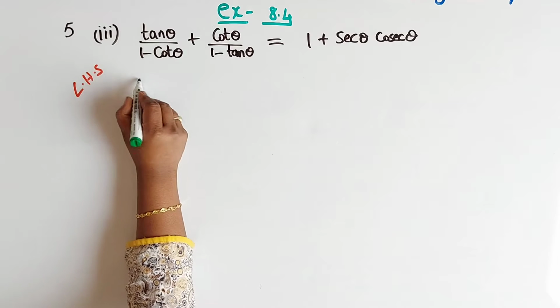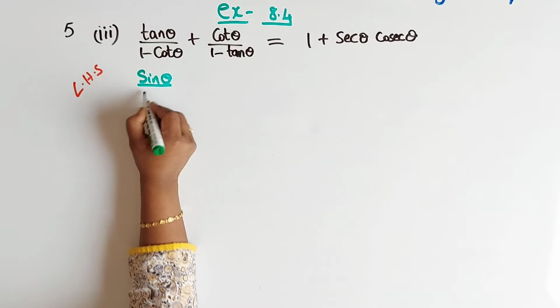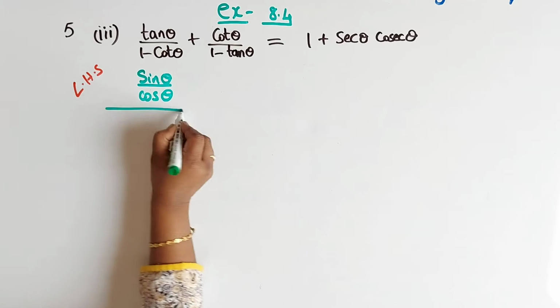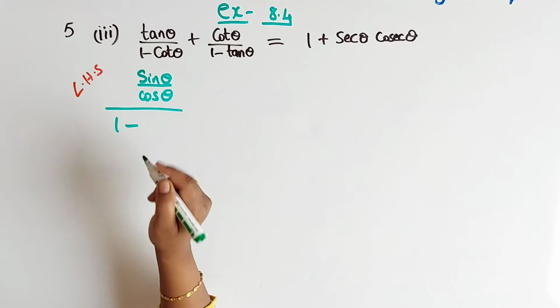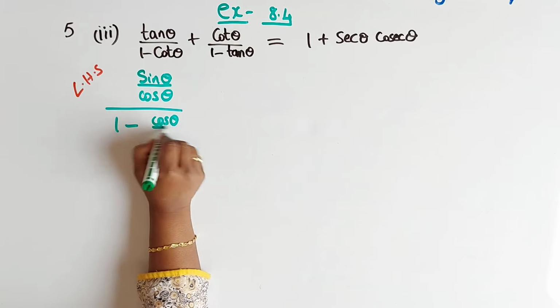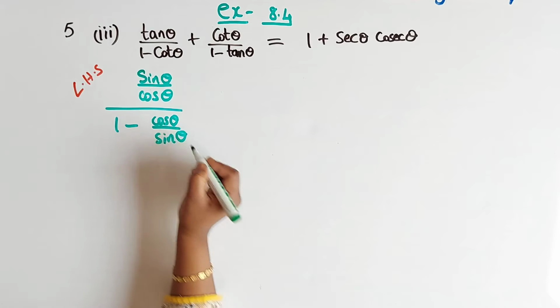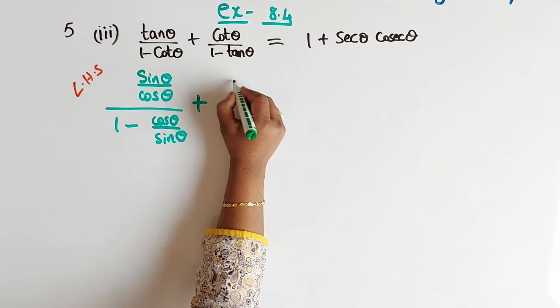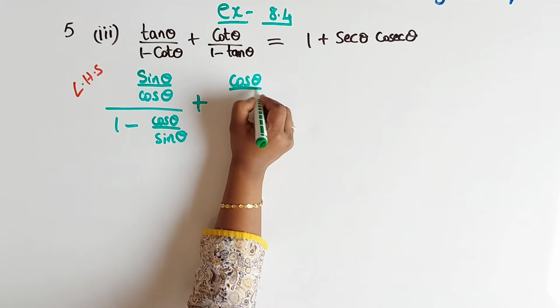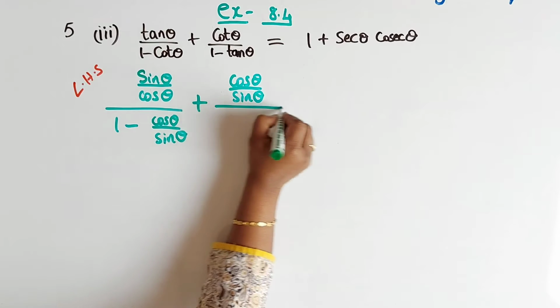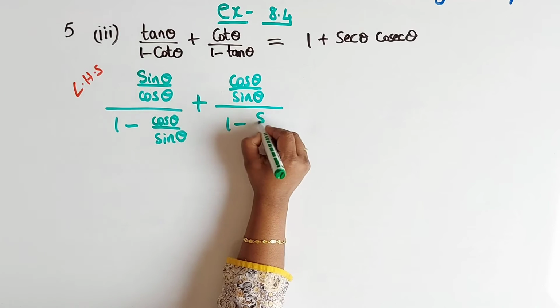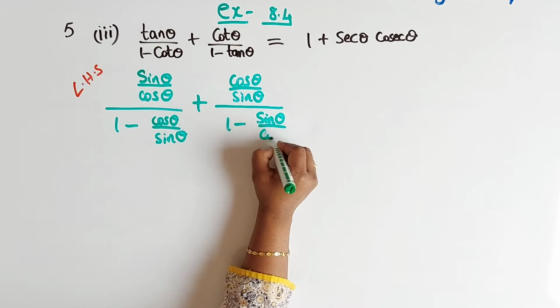What is tan theta? It is sin theta by cos theta divided by 1 minus, what is cot theta? Cos theta by sin theta, just reciprocal of tan, plus cot theta, cos theta by sin theta, divided by 1 minus tan theta, means sin theta by cos theta.